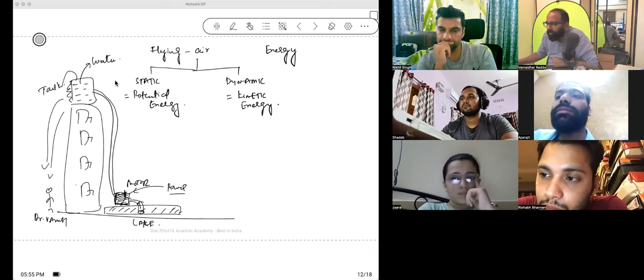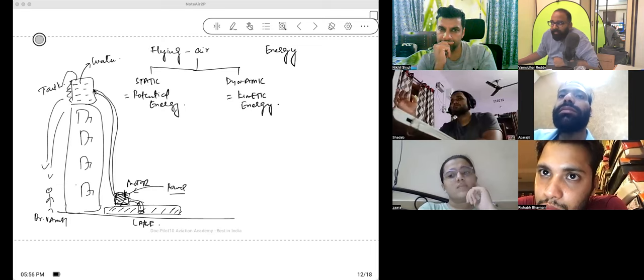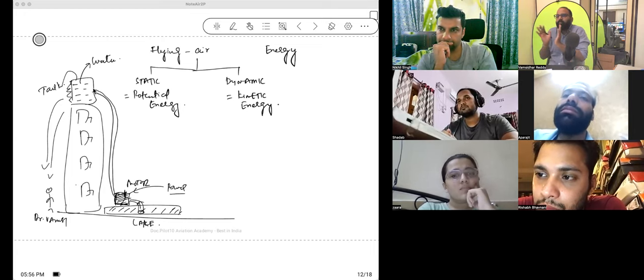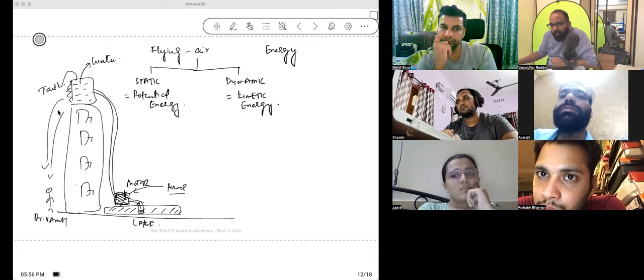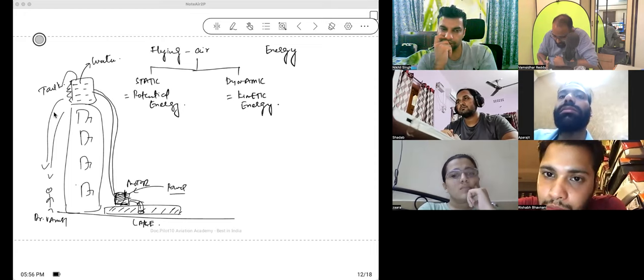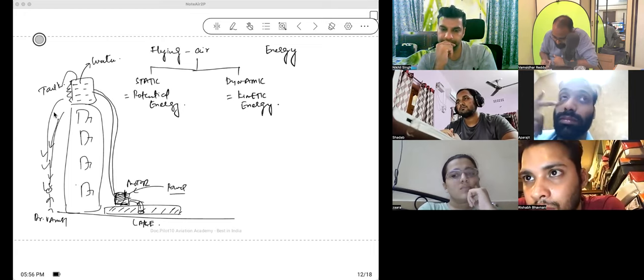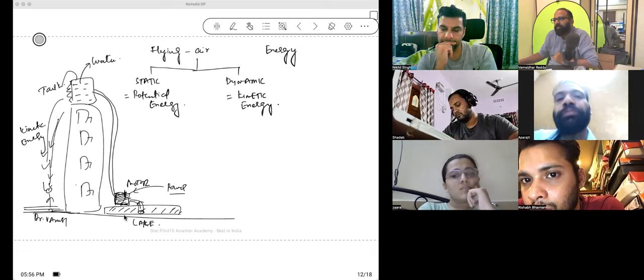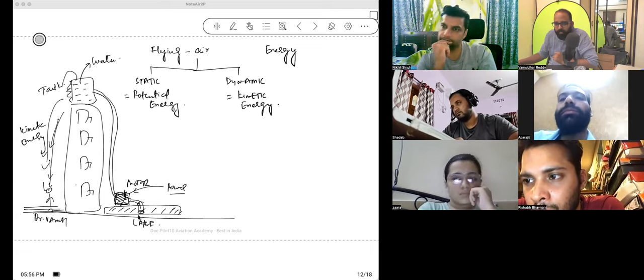So when the water is in the tank, it has energy called potential energy. You understand? Correct? Or the static energy. Static means it is not moving. It is just there, but it has some energy. It can do something. Now, if it starts coming down, it keeps on utilizing its potential energy, and it converts into something called kinetic energy. Once it comes down, that energy is utilized, and then it will again have the same energy as the lake. Yes or no?